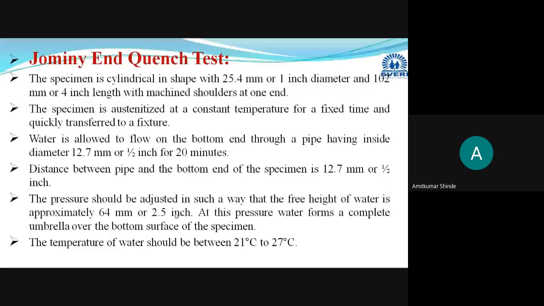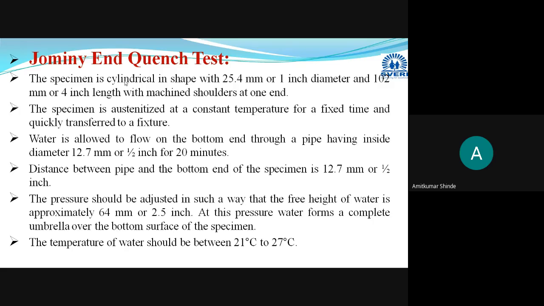Now here, whichever write-up I have provided here is for your reference, you can read it. I will explain this slide with the help of the diagram. In this, I have explained the points related to what is done before determining the hardenability of that particular steel sample. For conducting this Jominy end quench test, you have to prepare a standard specimen.